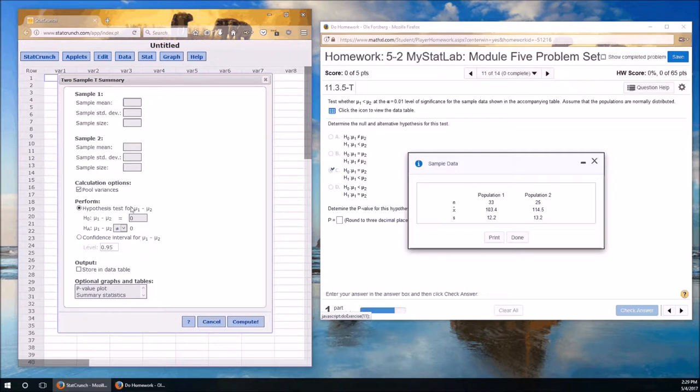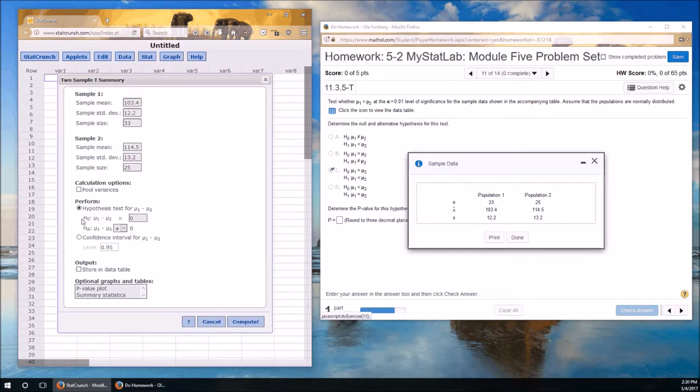And then we just plug in the information we're given. For population 1, the mean is 103.4, sample standard deviation is 12.2, sample size is 33. For group 2, sample mean is 114.5, standard deviation of 13.2, and sample size of 25. We're told to assume that the populations are normally distributed, and we're not going to pool the variances.